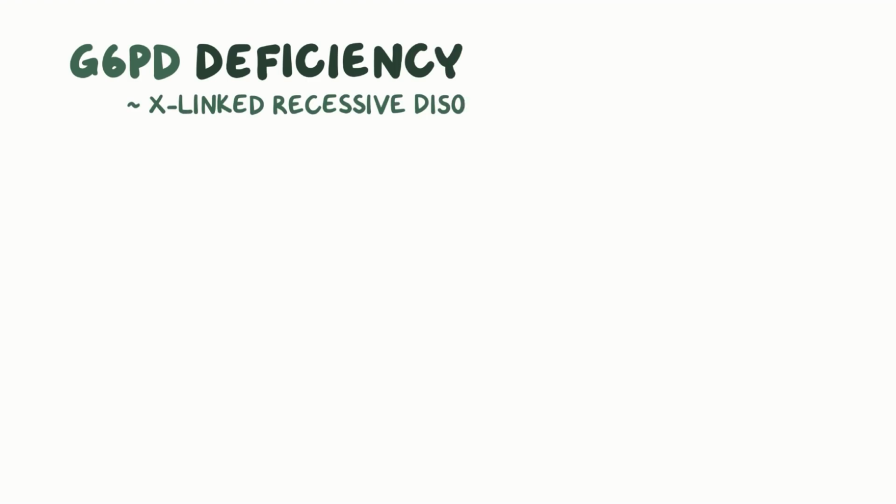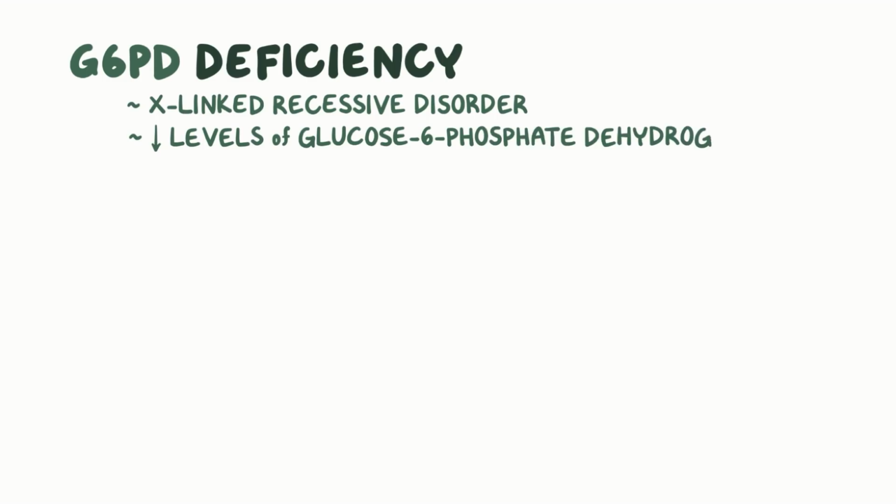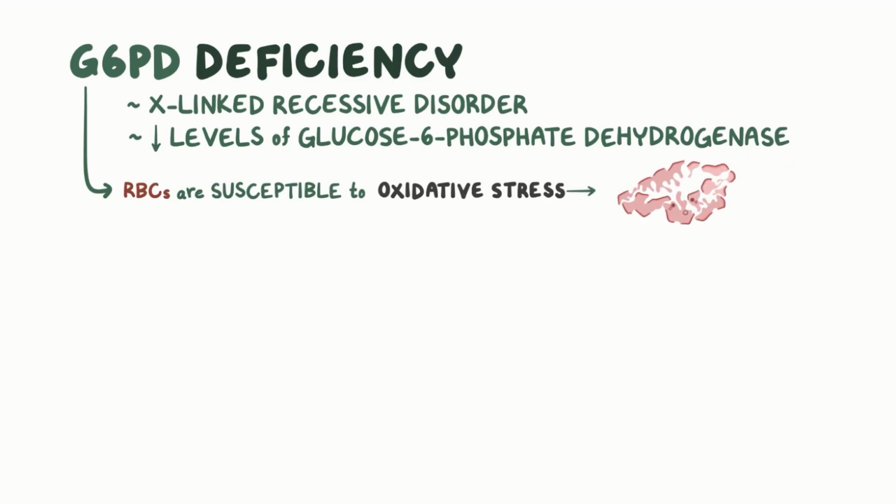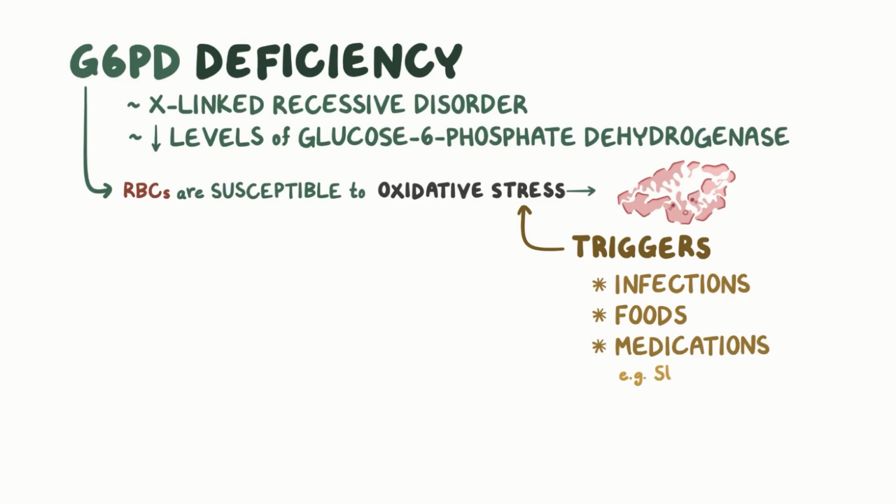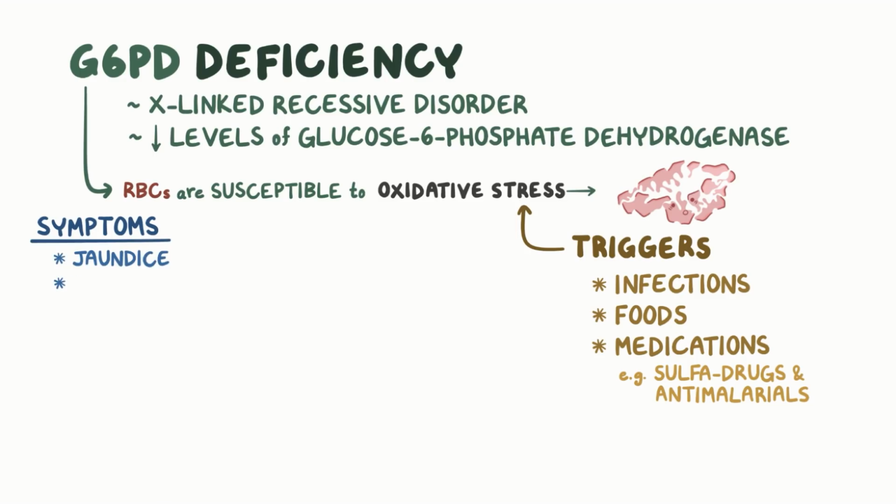Alright, as a quick recap, G6PD deficiency is an X-linked recessive disorder, and it's characterized by low levels of glucose-6-phosphate dehydrogenase. In G6PD deficiency, red blood cells are susceptible to oxidative stress, which results in hemolysis. This is usually in response to certain triggers, like infections, foods like fava beans, and medications like sulfa drugs and antimalarials. Symptoms include jaundice, dark urine, back pain, and anemia.